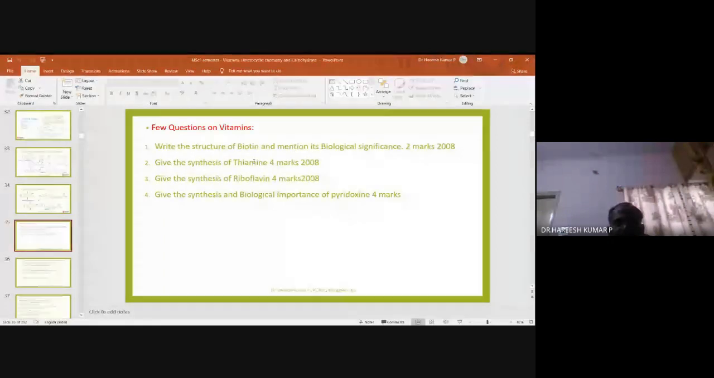Then give the synthesis of thymine. How is thymine obtained? Thymine synthesis was asked in 2008. Then give the synthesis of riboflavin.